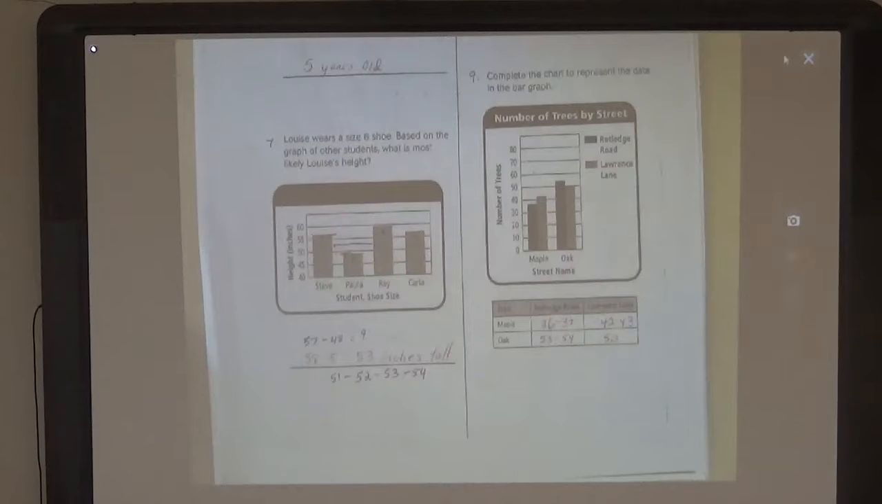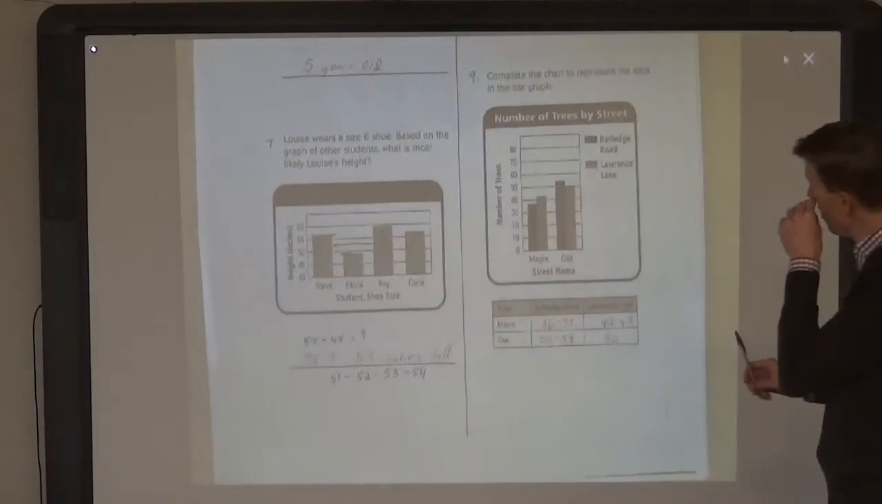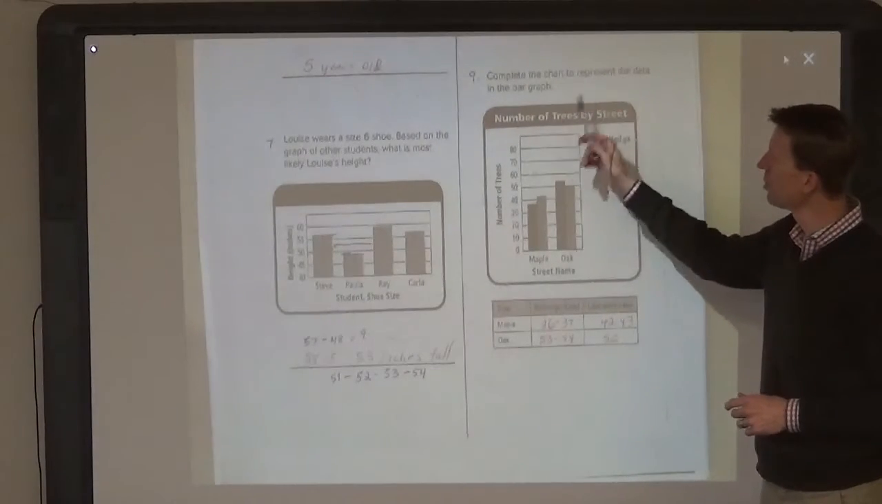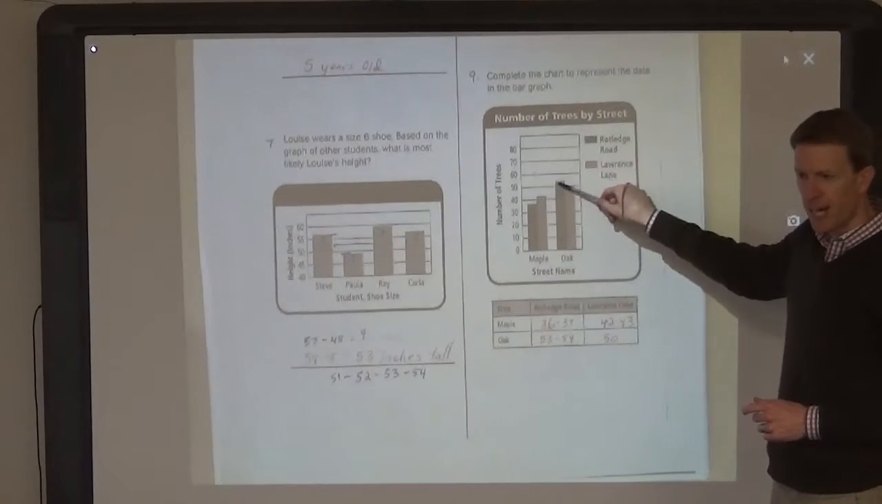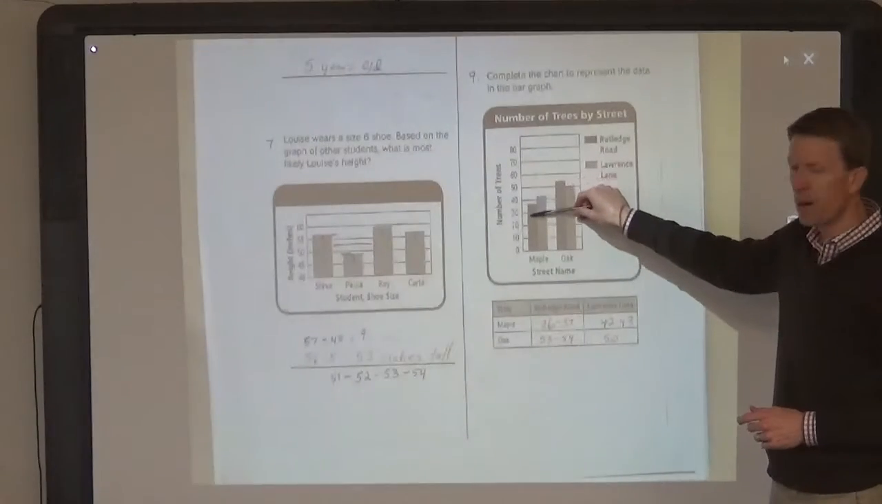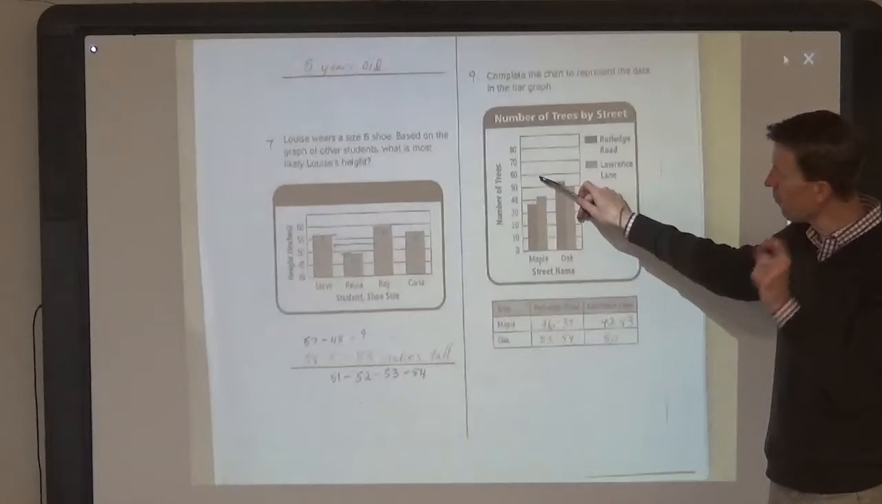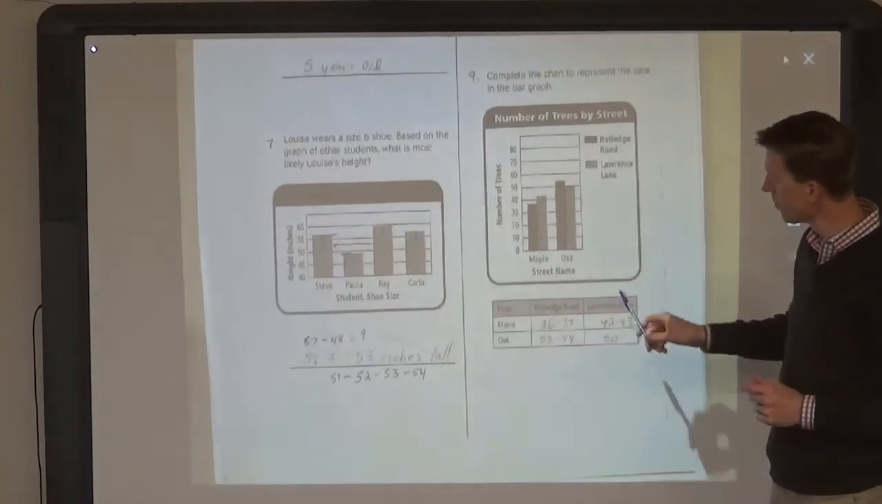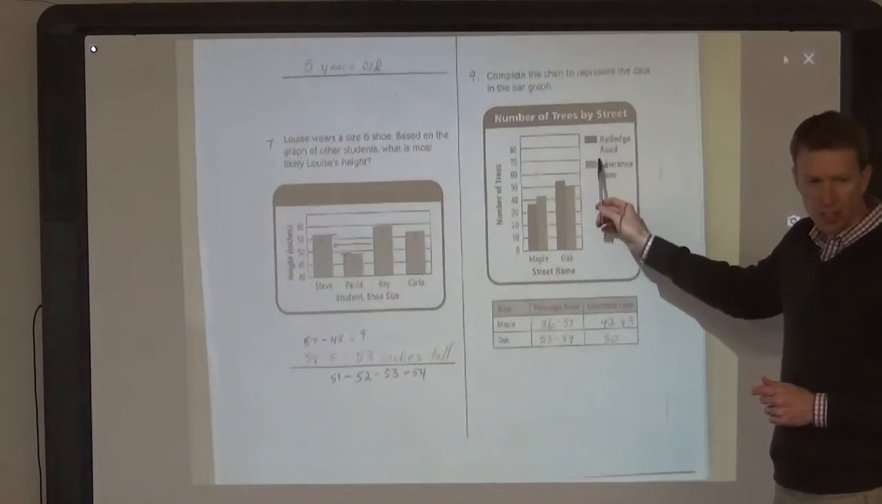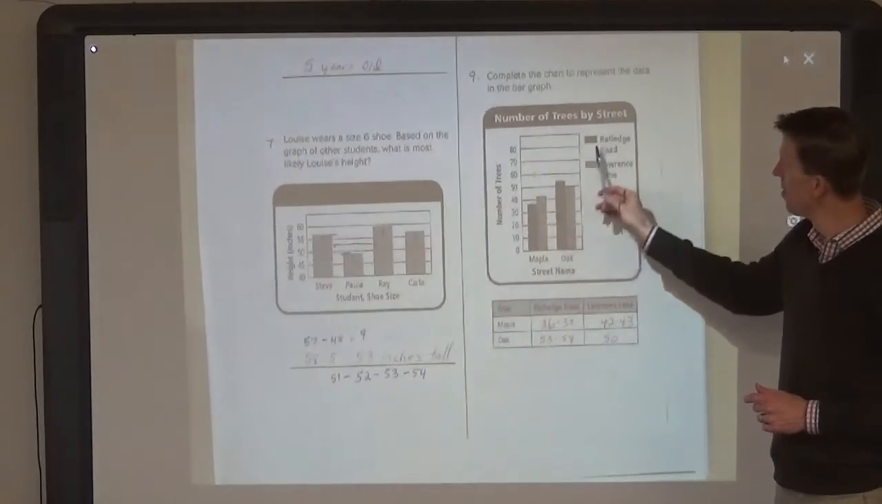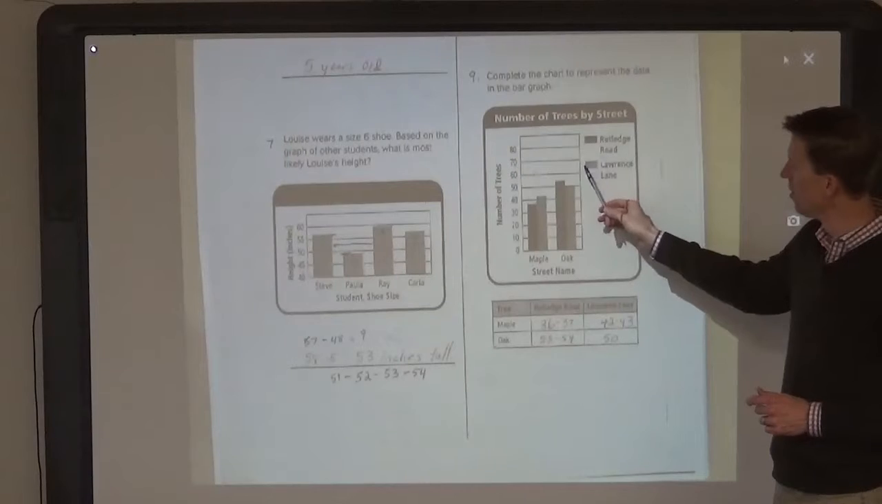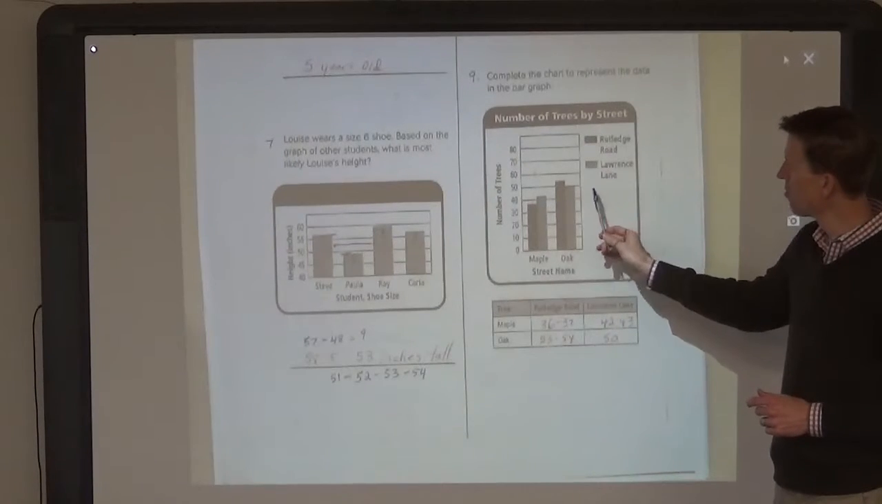Let me go through it first, okay? So, in this one, it says complete the chart to represent the bar graph. Now, we're going to have to estimate because these are not exact numbers again. So we're looking for a range of numbers. You have to pay attention to the key. The darker shade is Rutledge Road, and the lighter shade is Lawrence Lane.